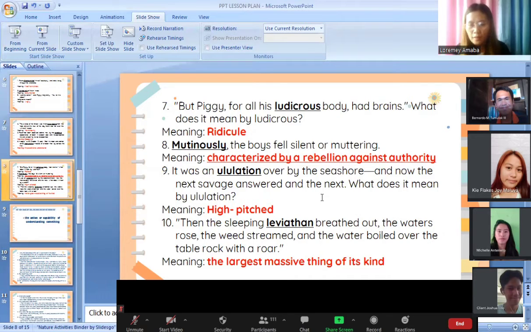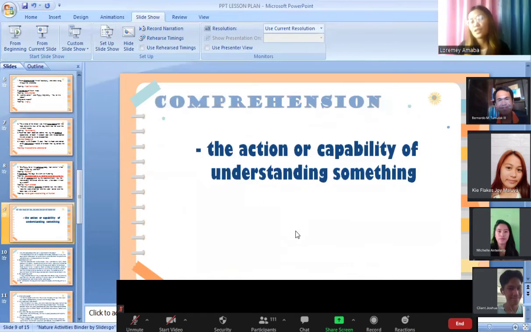Okay, go on. Furtive means very secret. Good, you're correct. So now let us move on to the comprehension activity. When we say comprehension, it is the action or capability of understanding something. Am I right? Yes. Okay.